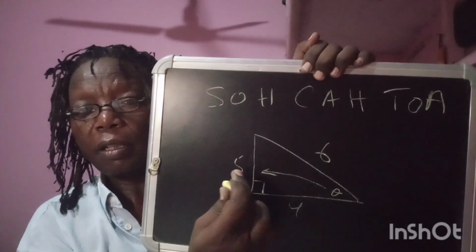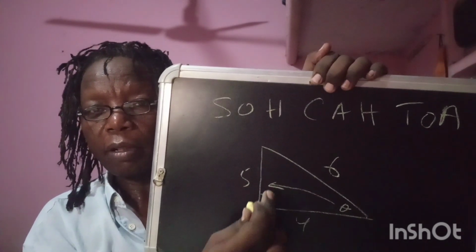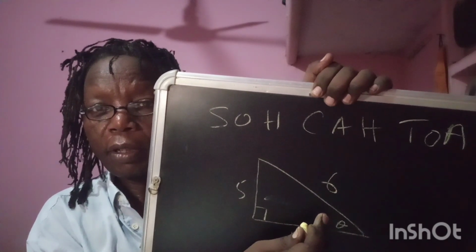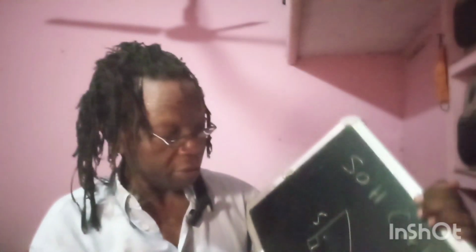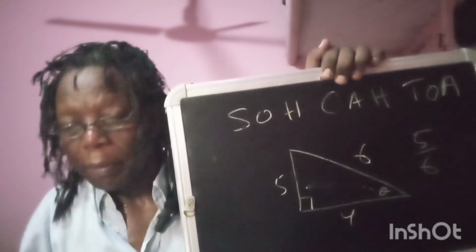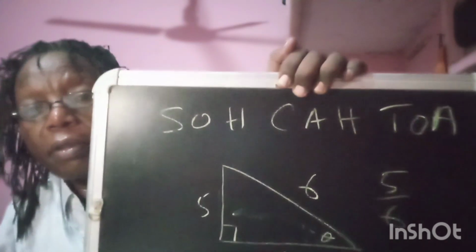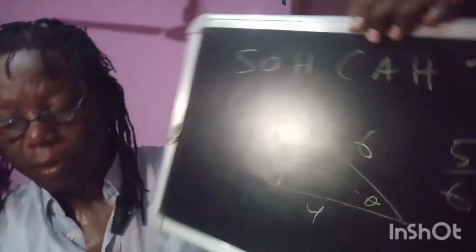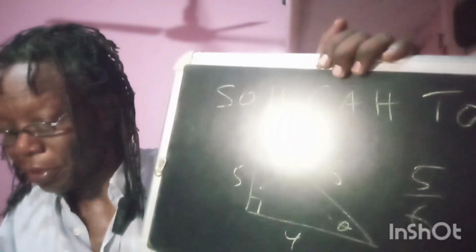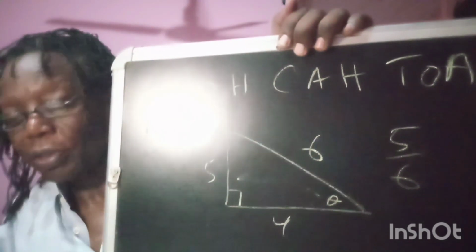What is opposite to this angle is this thing, and this becomes the opposite. Now let me not confuse it with this arrow. I'm just trying to illustrate the point. So we're going to put 5 over 6. Now 5 over 6 is going to give you the hypotenuse of this thing, so it's going to give you the sine theta. Sine theta is going to be opposite over hypotenuse, which is 5 over 6.